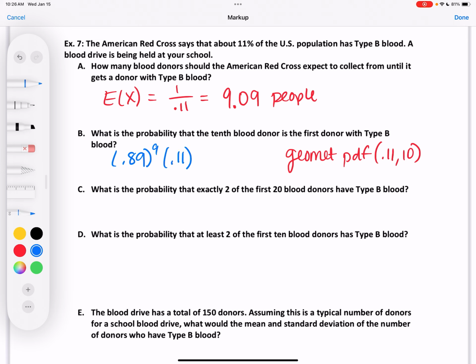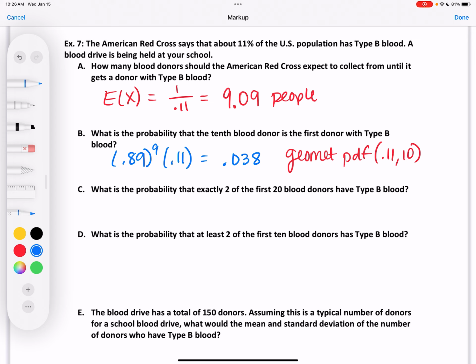Either way, you'll get the same answer, and that would be 0.038. So basically, there's almost a 4% chance that the first person with type B blood is the 10th one.